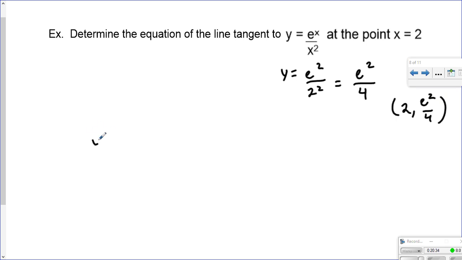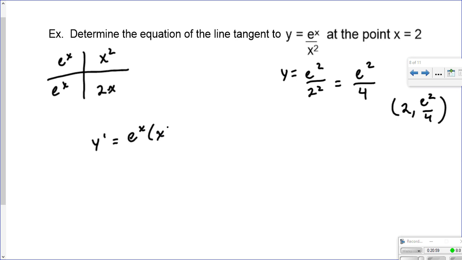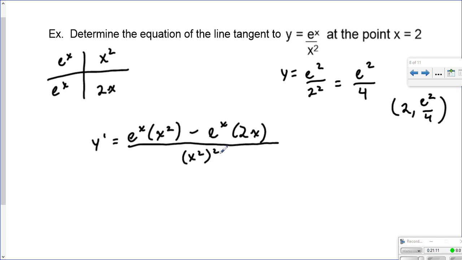Okay, so now we've got to find y prime. It looks like I need the quotient rule of these two part functions. The functions themselves and the derivatives are actually pretty easy to find here. The resulting derivative equation, though, is going to be quite intense. So my derivative function is going to be my ups, subtract my downs, all over my little one squared here. So let's clean that up a little bit.